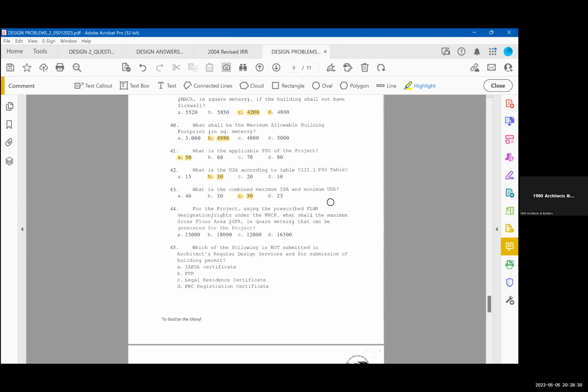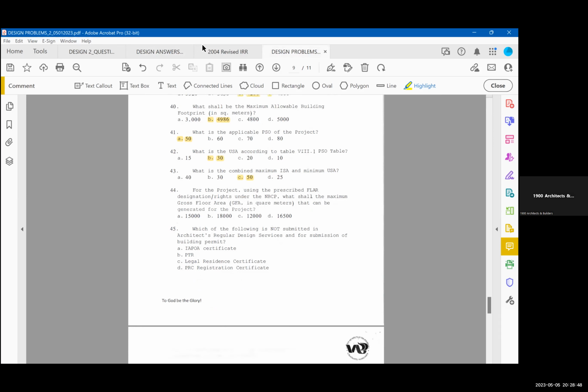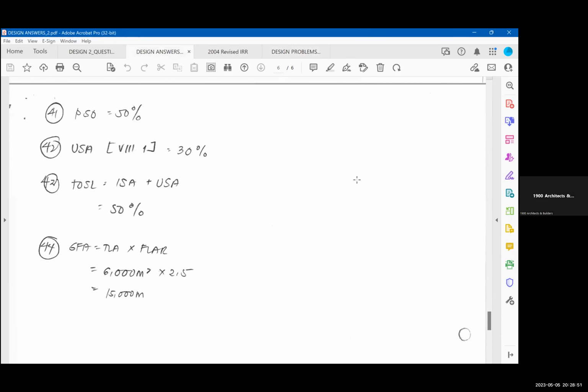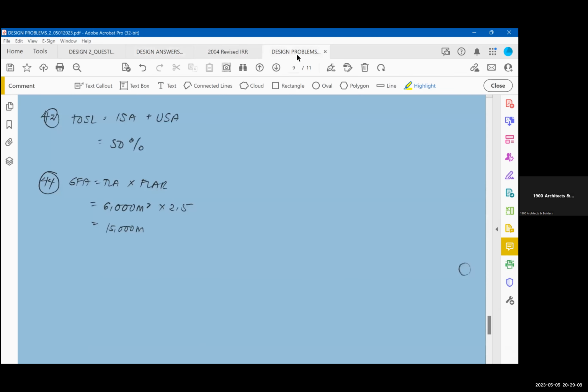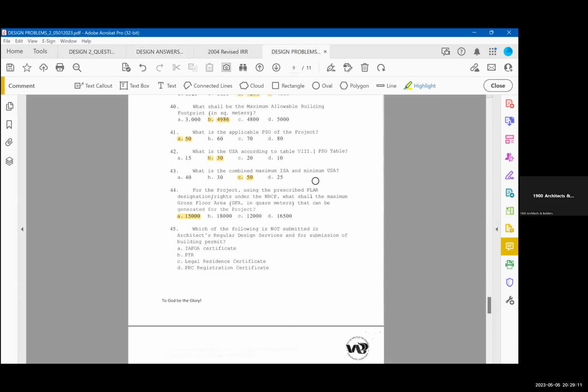Okay, number 44. For the project, using the prescribed FLAR designation rights under the NBCP, what shall the maximum gross floor area in square meters that can be generated for the project? Okay. So sa question 44, what shall be the maximum GFA daw? So the formula for that is TLA times FLAR. So kaya ang answer is 15,000. Okay, letter A.